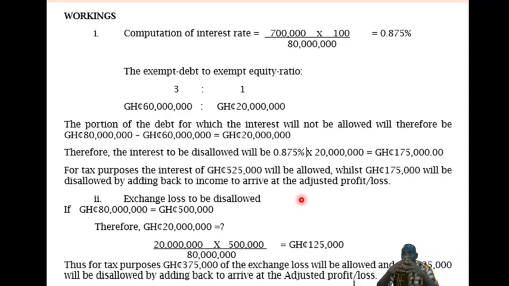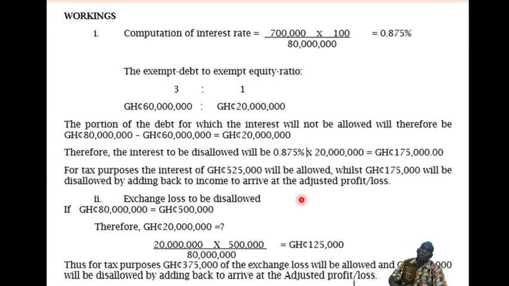The allowed portion will be 60 million. So interest of 0.875% on 60 million will give you the allowable portion. Then the disallowable portion will be the interest on the excess of 20 million. The rate will give you the one side, also the same thing. Or you can just do simple proportion. If this is to this, therefore this. If 4 is to this, therefore 3, therefore 1. That one you get the same thing.